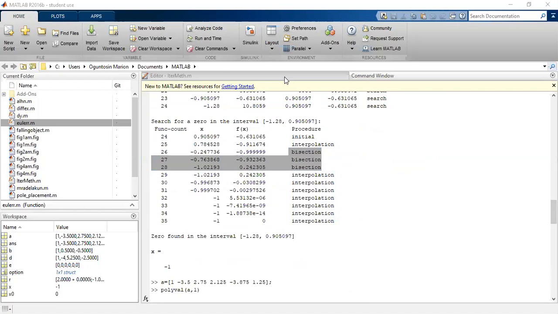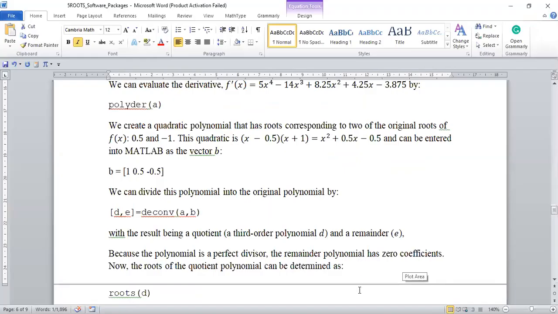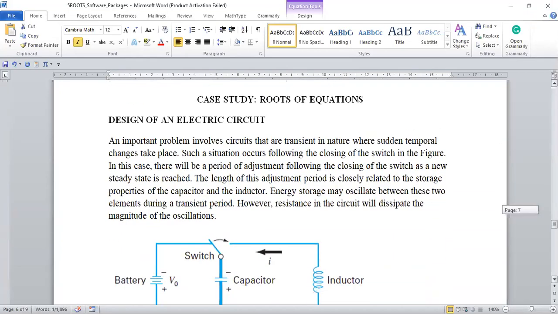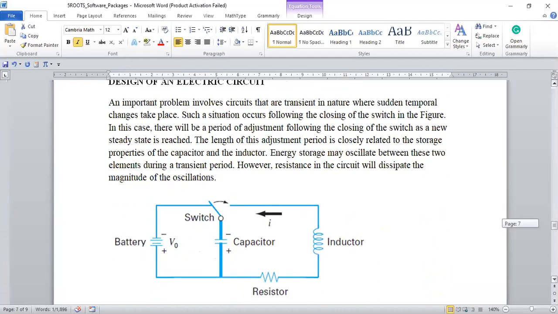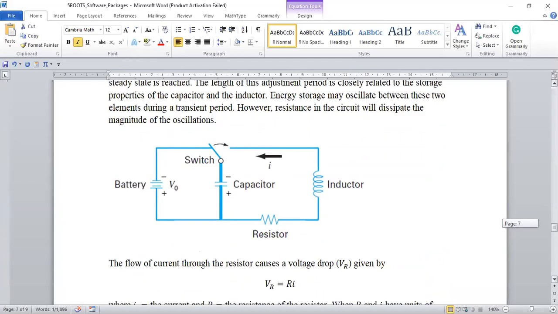So we are going to do a case study. We want to solve a practical problem using the numerical method we've considered, which is root finding. So this is an electric circuit. It has a resistor, an inductor, and a capacitor.